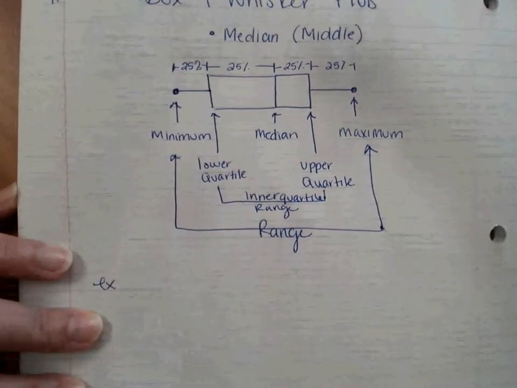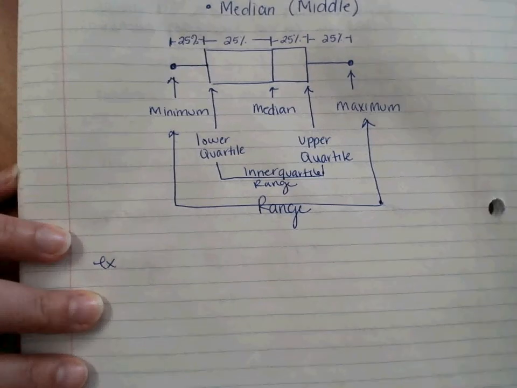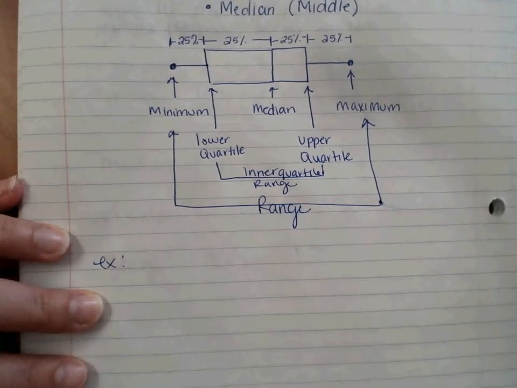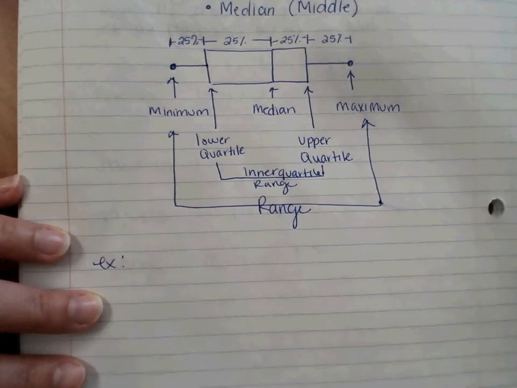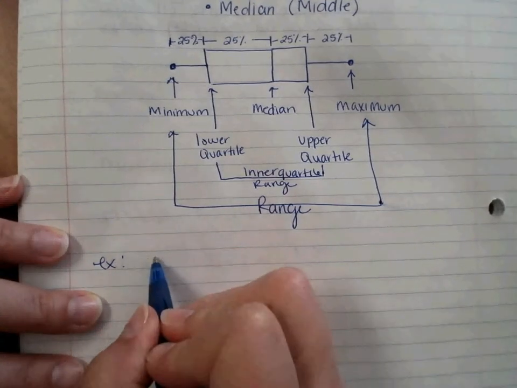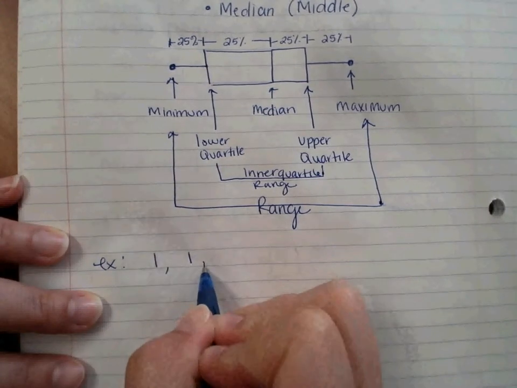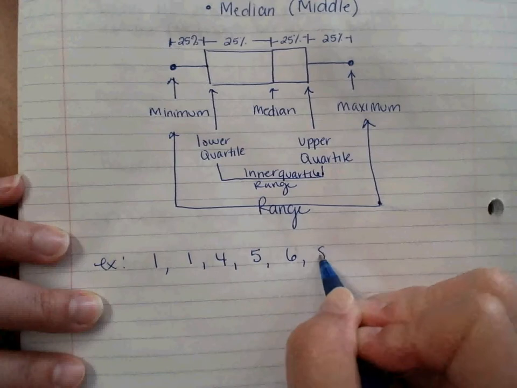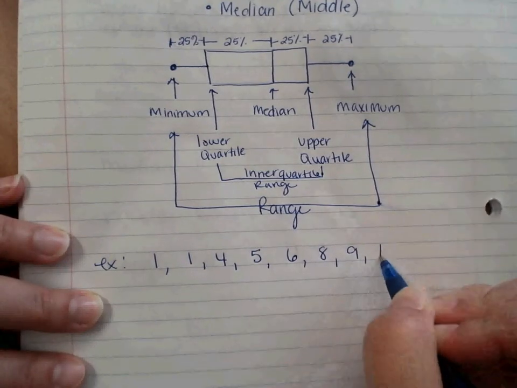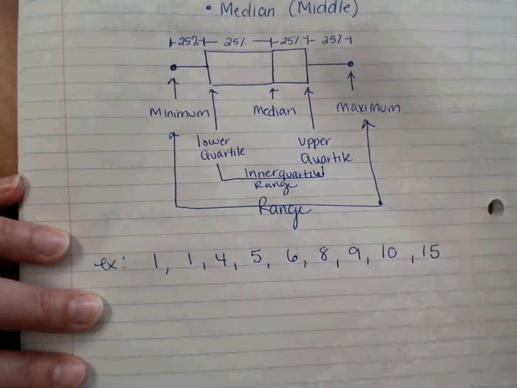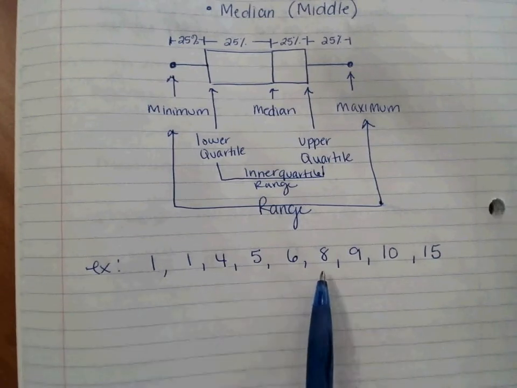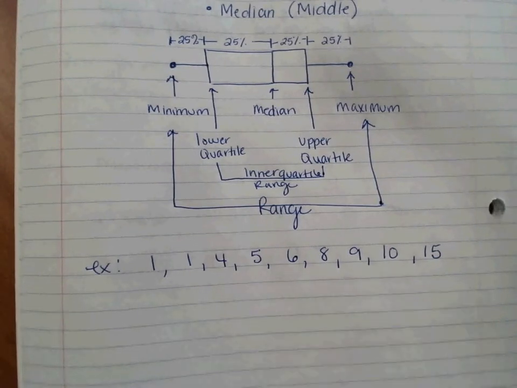So if I give you these numbers, I'm going to put them in order. If they're not in order, you probably should put them in order. We talked about that last week. So I'm going to put them in order: 1, 1, 4, 5, 6, 8, 9, 10, and 15.